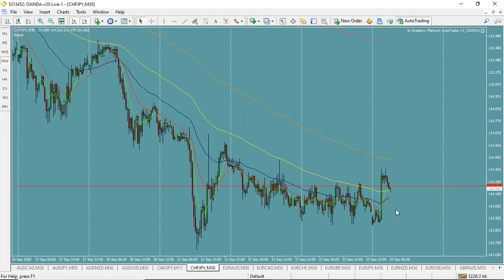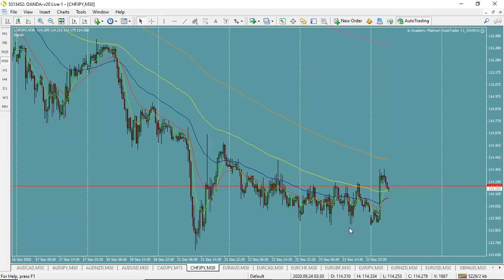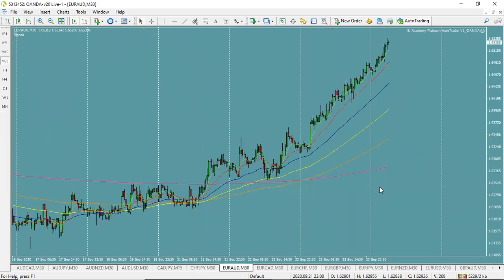Could do that as well too. But I've got that short going on. I don't really see that as a move to the upside. Looking at the Euro Aussie, very simple to see. We're definitely in a super uptrend here now. So we're going to watch and see how this exhausts or not.